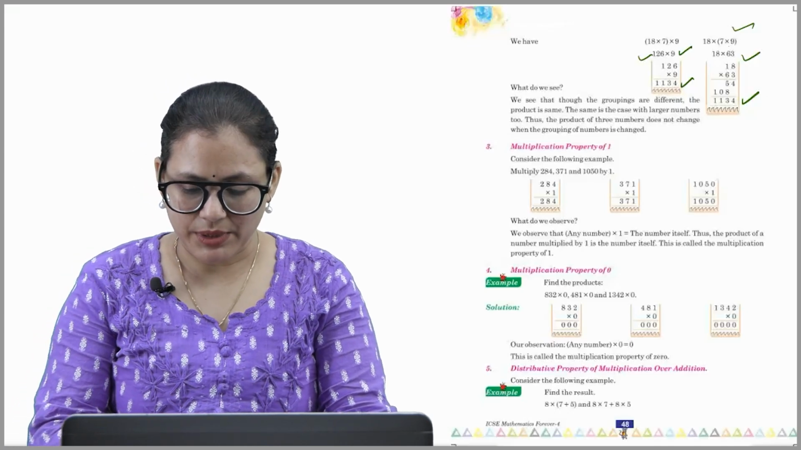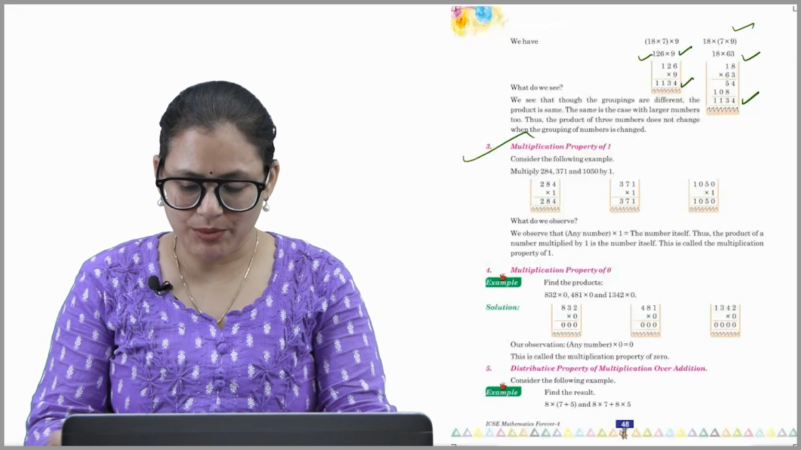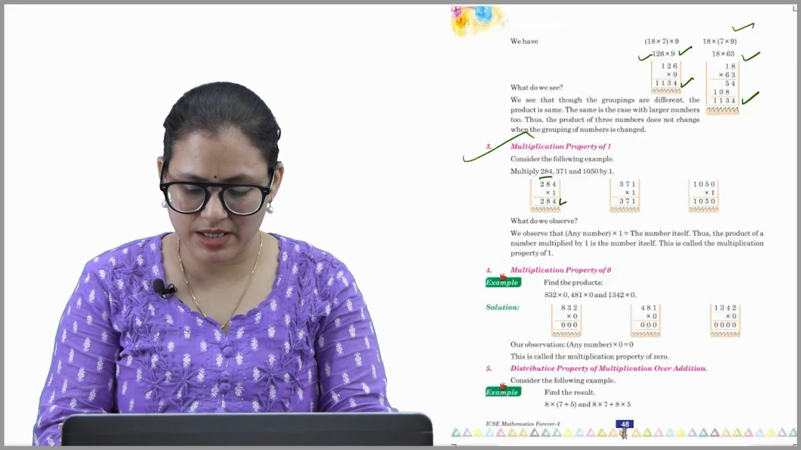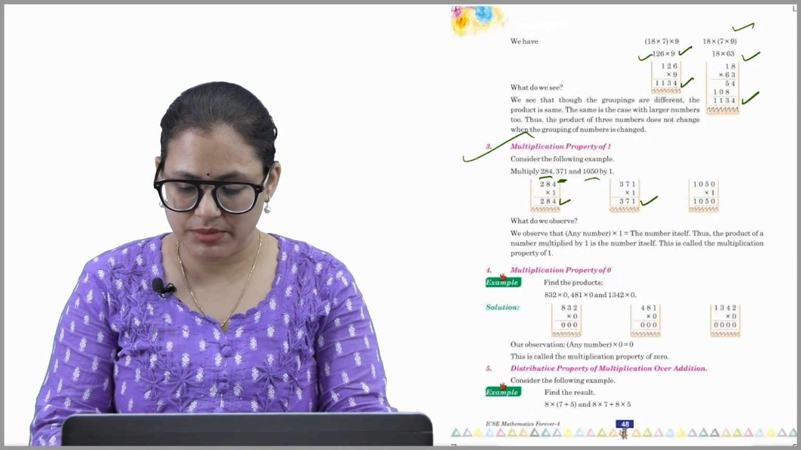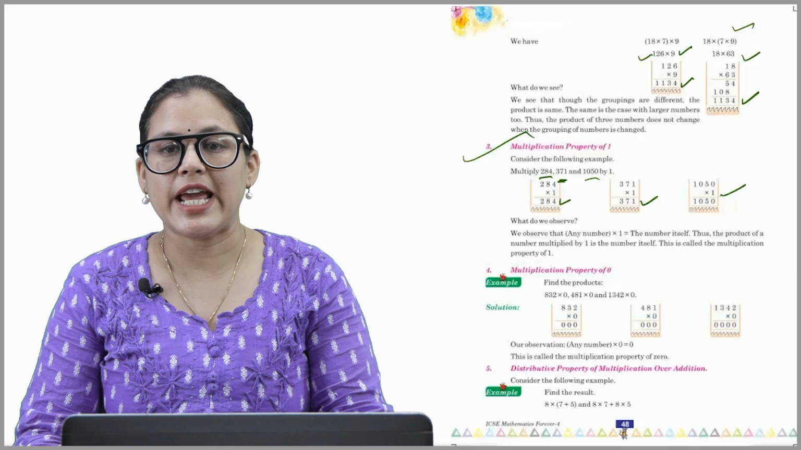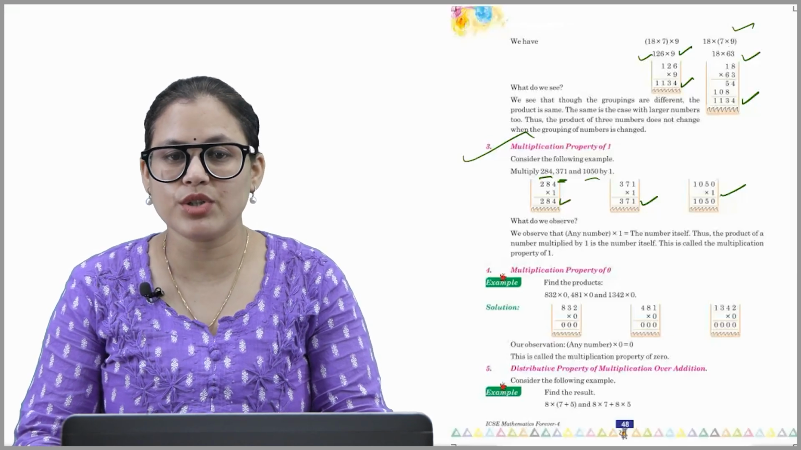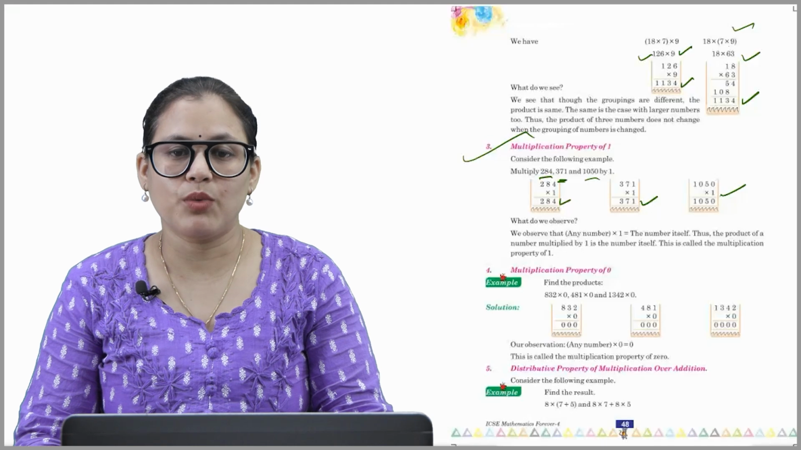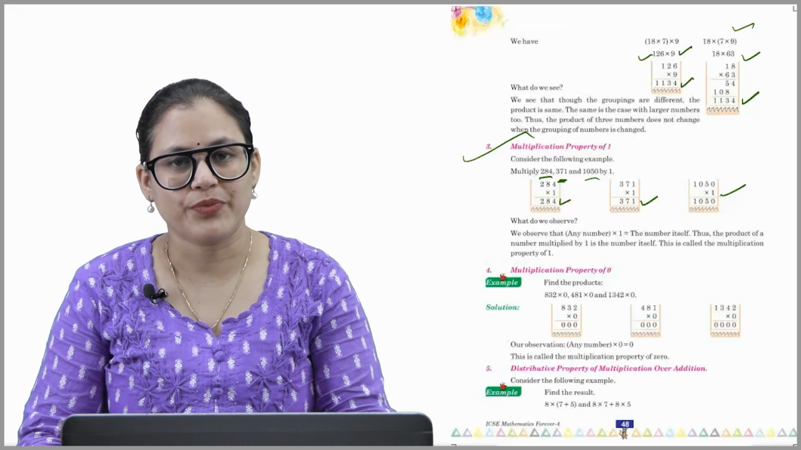Number 3, multiplication property of 1. Consider the following example. See, if you multiply this number by 1, we get the same number. If you multiply this number by 1, we get the same number. If you multiply this number by 1, we get the same number. So what do we observe? We observe that any number into 1 is equal to the number itself. Thus, the product of a number multiplied by 1 is the number itself. This is called the multiplication property of 1.